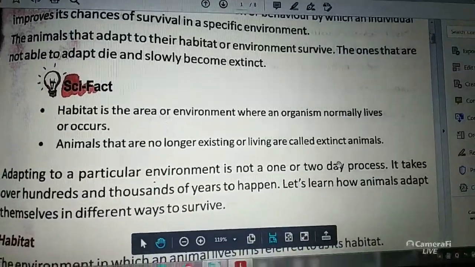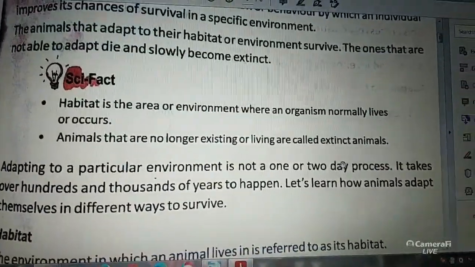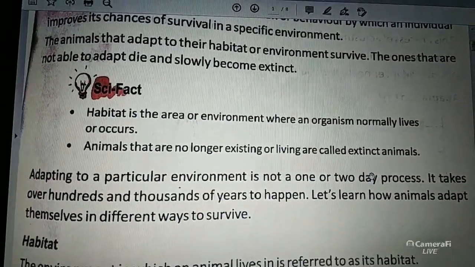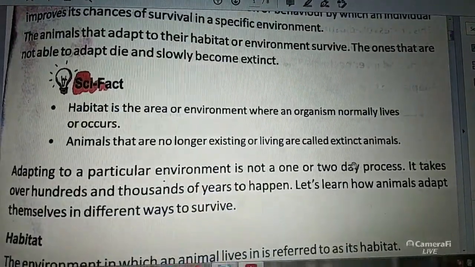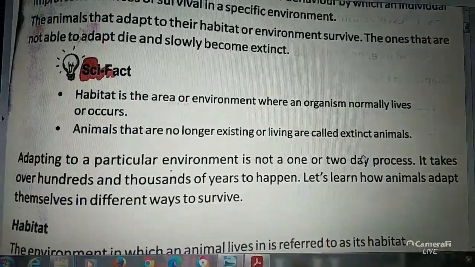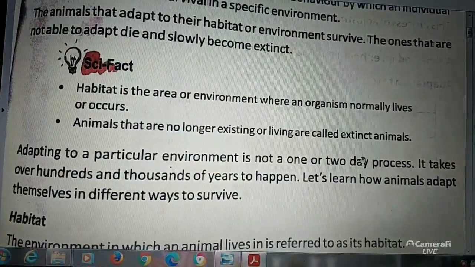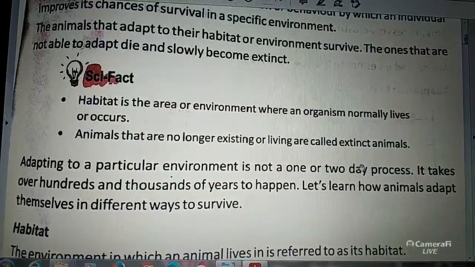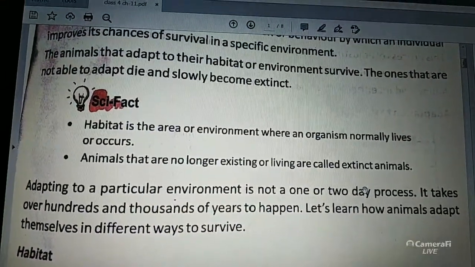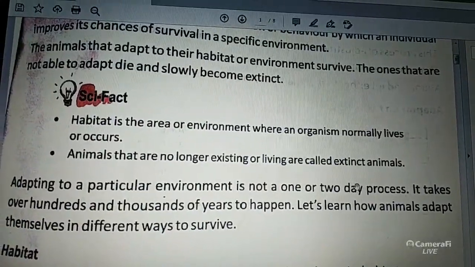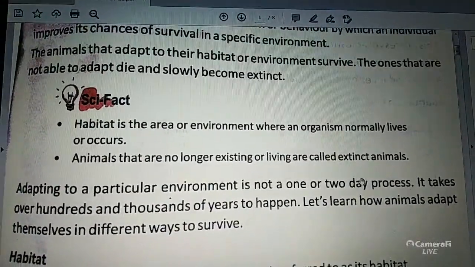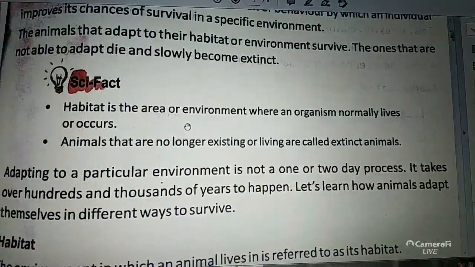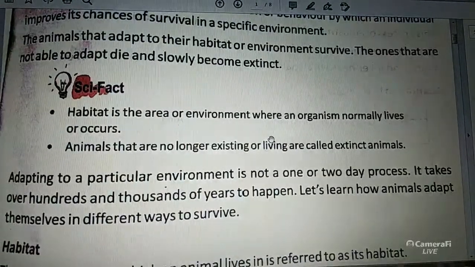So chances of survival will be increasing. Here, take one camel to the polar region. Chances of survival, chances of living, is 0. And if you take a polar bear to the desert region, chances of survival almost 0, because they can't adapt. So in a particular situation they are adapting some particular features. It increases the chances of survival also. Habitat is the area or environment where an organism normally lives or occurs.